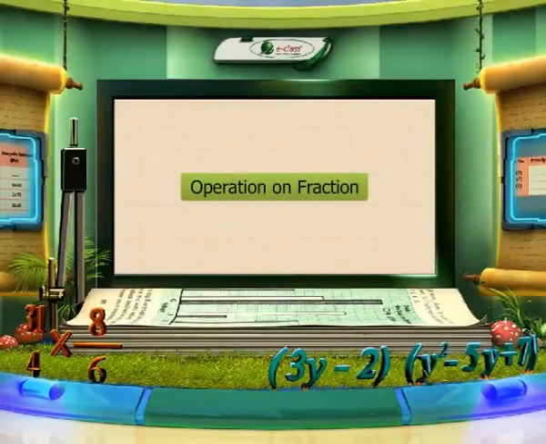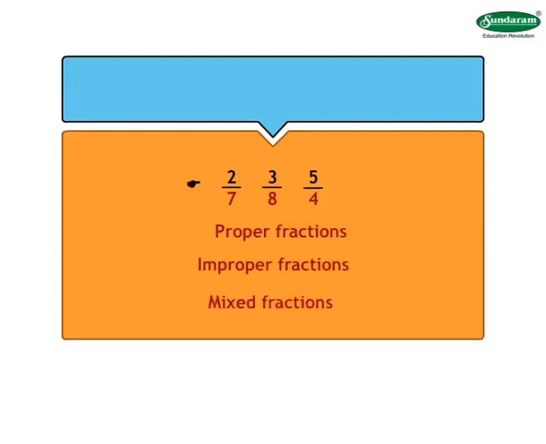Operation on fractions. 2/7, 3/8, 5/4, etc. are fractions with different denominators. We also learnt about proper fractions, improper fractions, mixed numbers, etc. Let us now start with adding fractions with equal denominators.